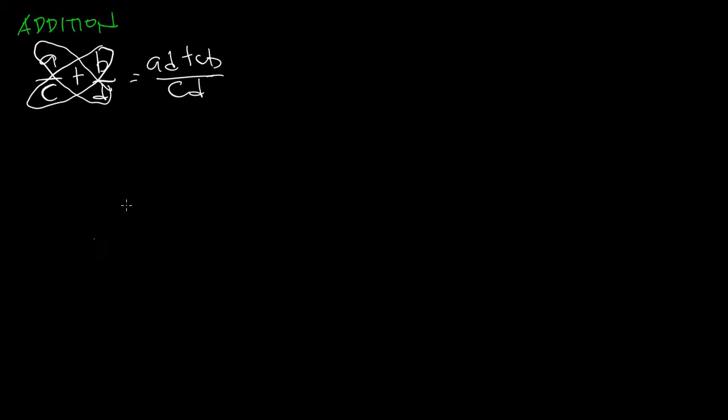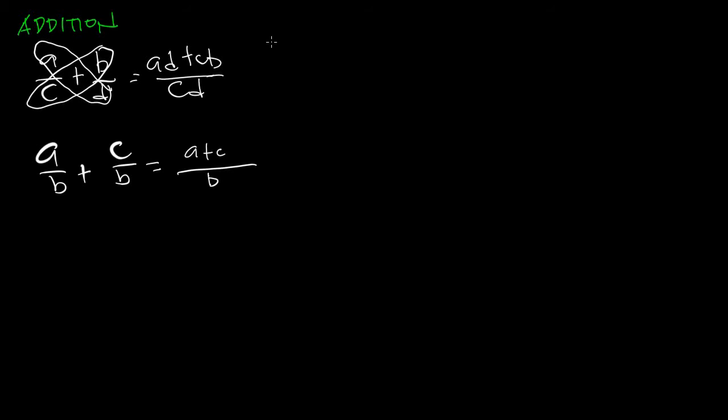Pero, paano naman kapag same sila ng denominator? For example, we have A over B plus C over B. Ang mangyayari niyan, mag-i-stay pa rin sila sa kung anong denominator nila. Bali, parang ikakopy nyo lang silang dalawa. Ngayon, itong numerator, ipagpa-plus nyo lang. So, ganun ang mangyayari kapag same sila ng denominator.